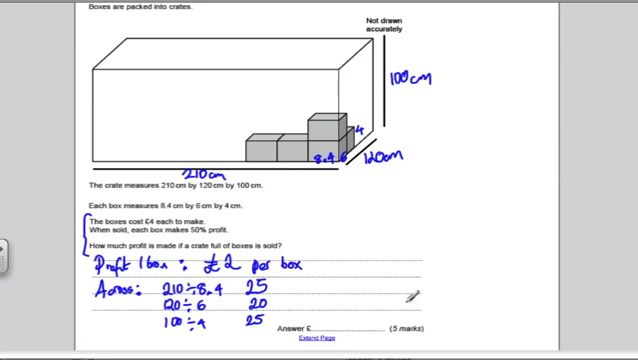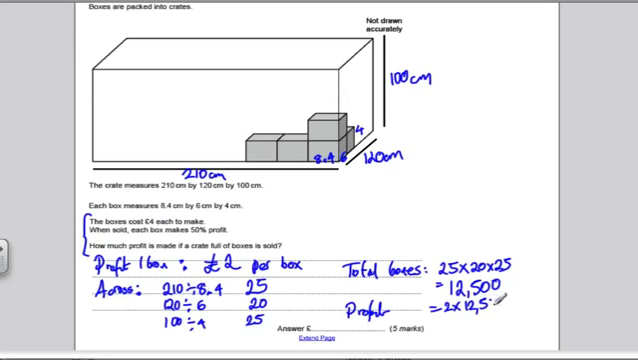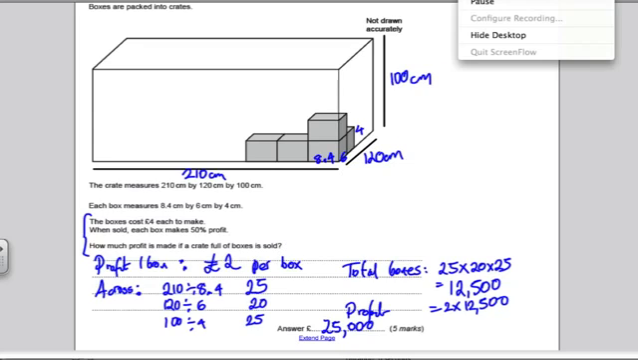So in total, how many boxes could you fit in the whole thing? Total boxes would be 25 times 20 times 25, which is 12,500. So profit, you get £2 for each of those. So it's 2 times 12,500, which is £25,000. So you would get £25,000 profit if you sold a full crate of boxes.